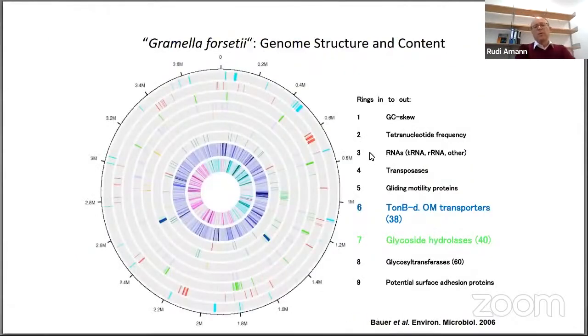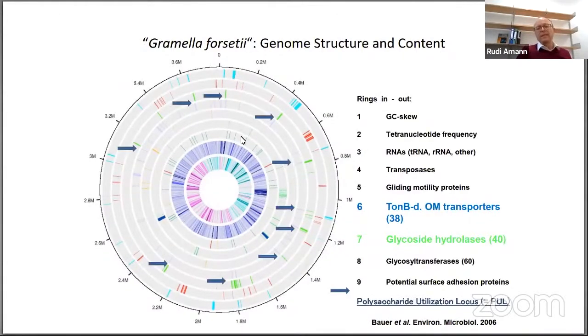A quick look, also still in the introduction, into the genome. The genome had a size of about 3.8 megabase pairs, and it consisted of roughly 3,500 to 3,800 open reading frames, of which one particular thing is noticeable: there are a lot of TonB-dependent transporters of the outer membrane type and a lot of glycoside hydrolases. And those things are co-locating.